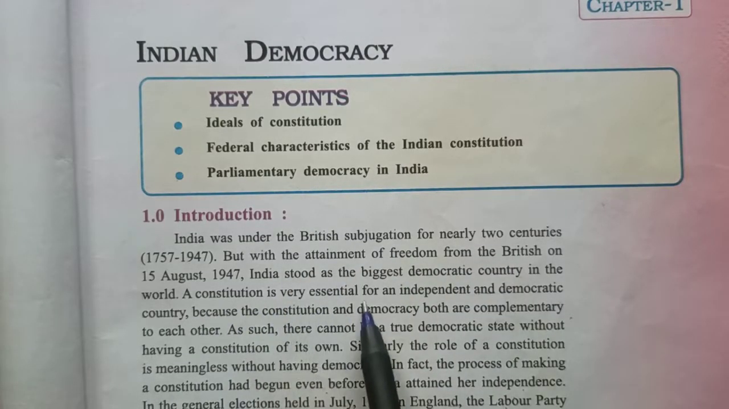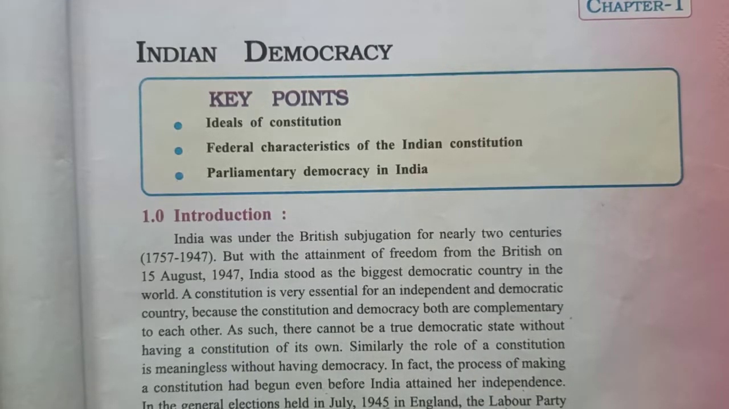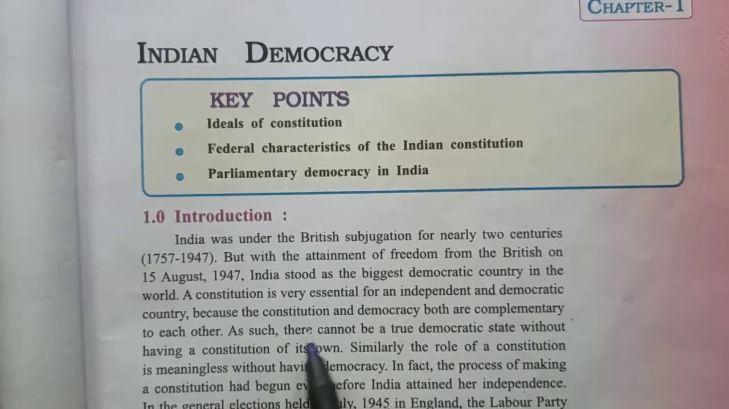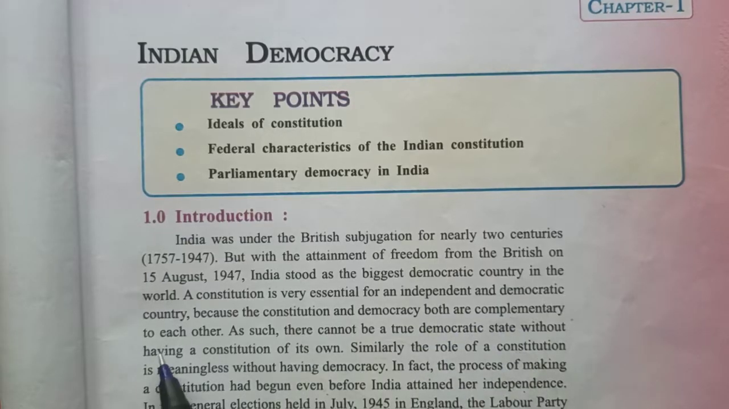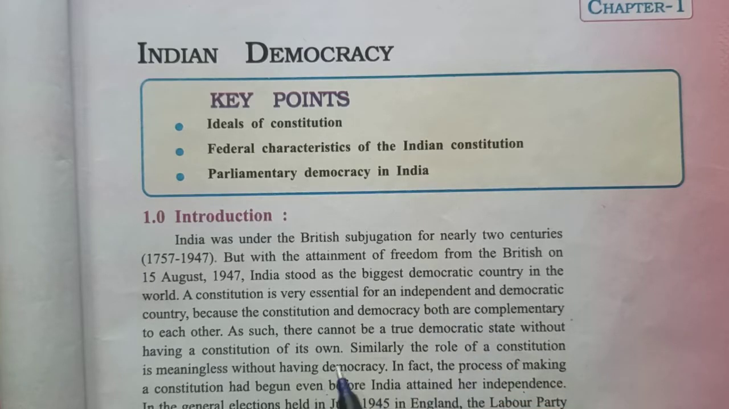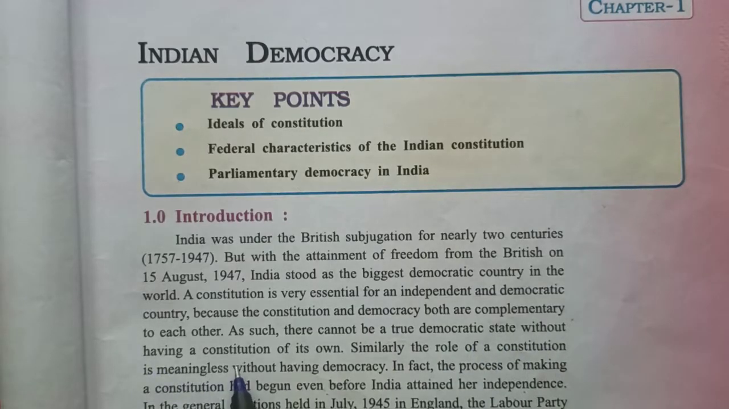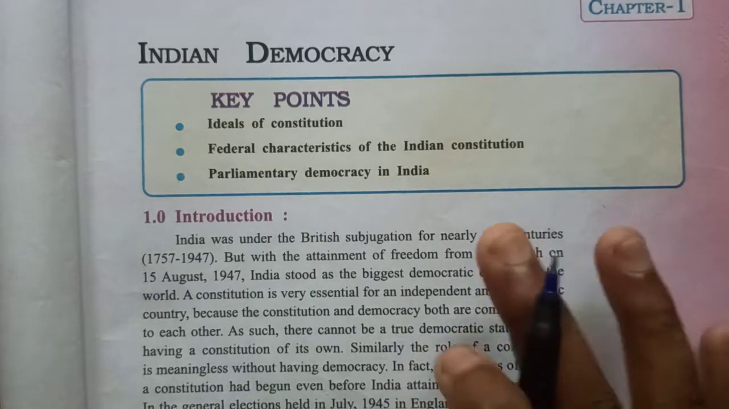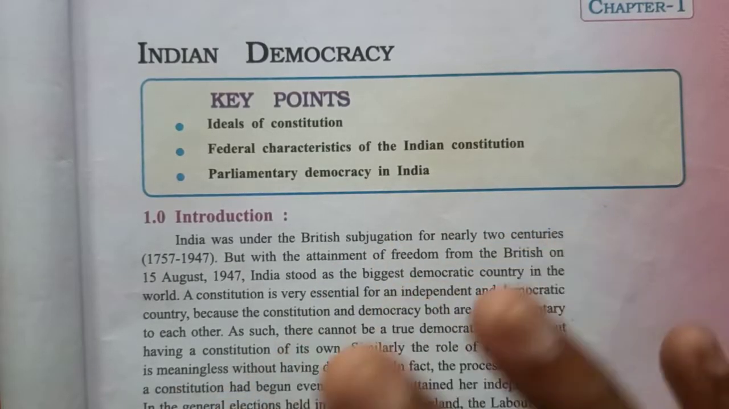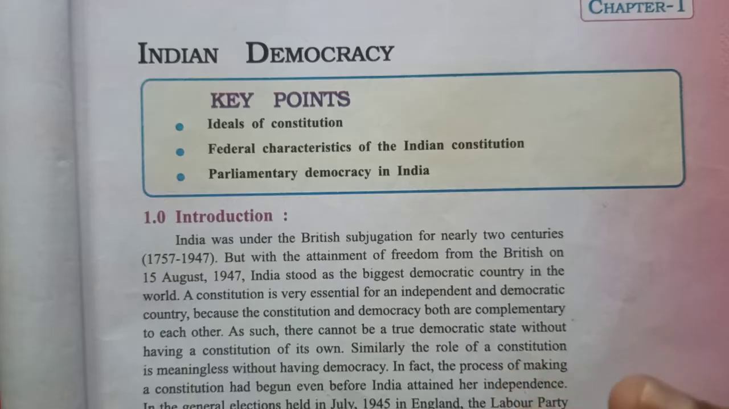A constitution is very essential for an independent and democratic country. Since we are independent and democratic, a constitution is very necessary, and we have our constitution. See, constitution and democracy are complementary to each other. If a country is independent, it should have its constitution, and if a country is democratic, then also it should have its constitution. A country cannot be truly democratic without a constitution of its own. If a country is democratic but does not have its constitution, we cannot say this country is purely democratic.